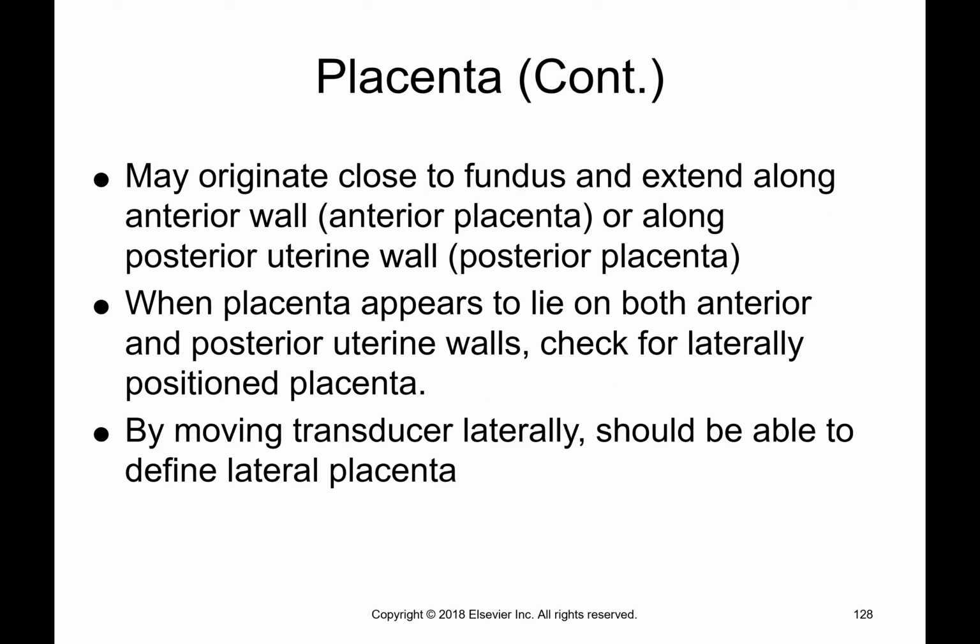So the placenta could originate close to the fundus, along the anterior wall or the posterior wall. It just depends. And we'll talk about this more in another chapter coming up, chapter 53. There's one chapter where we talk about the placenta, so we'll really get into it more. You can have an anterior placenta or a posterior placenta. It doesn't matter which, either one's fine, as long as it's not close to the cervix and not a placenta previa or a low-lying placenta.